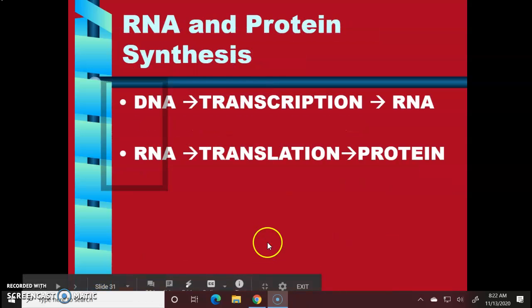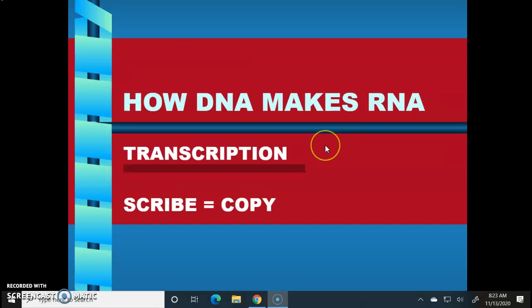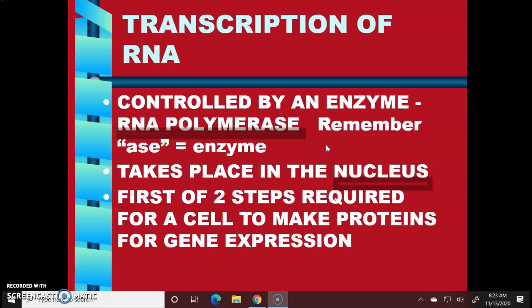So how does it make this stuff called RNA? Well, number 1, under DNA, how DNA makes RNA. DNA makes RNA by a process called transcription. We'll talk about this first. Transcription. Now, this transcription means to make a copy, because scribe means to copy or write. So we're going to make a copy. So this is controlled by an enzyme, number 2, RNA polymerase. And it takes place in the nucleus where the DNA is.